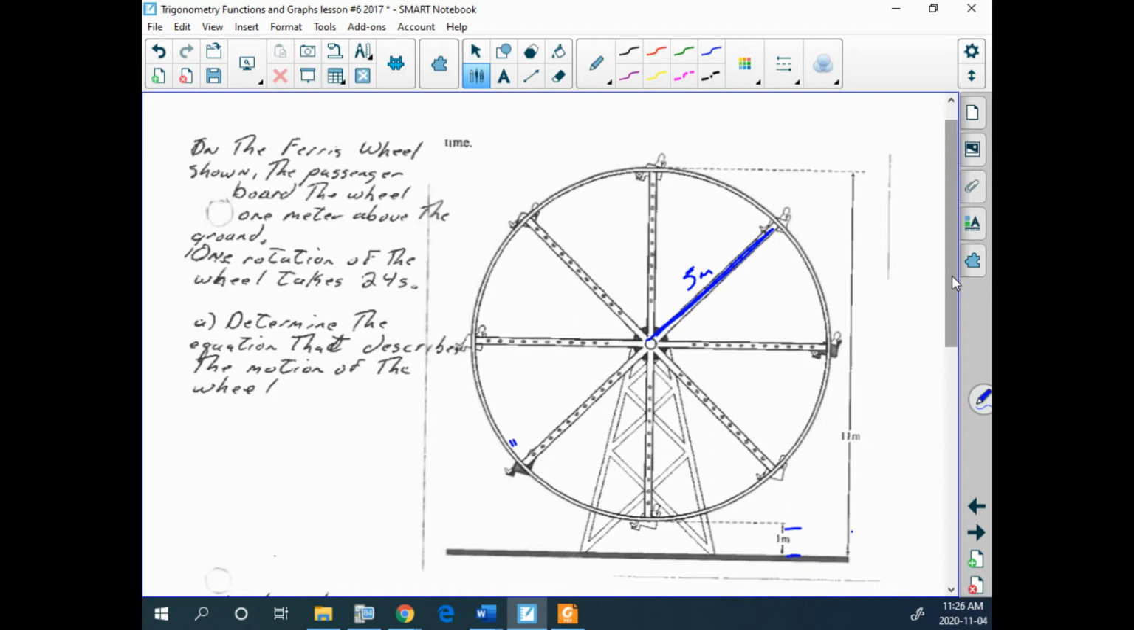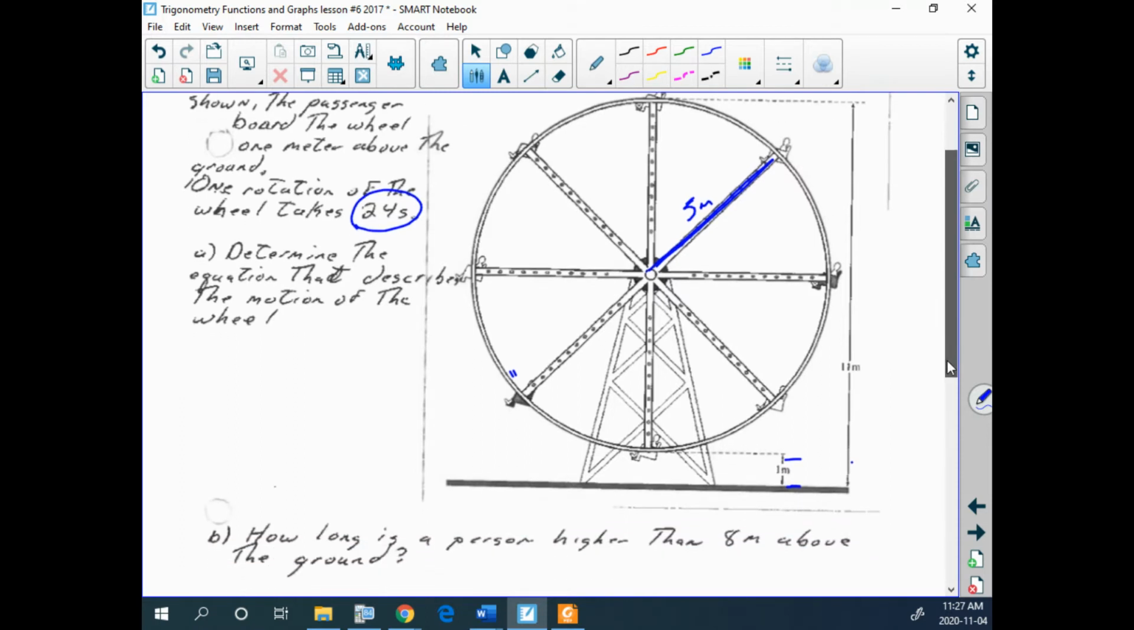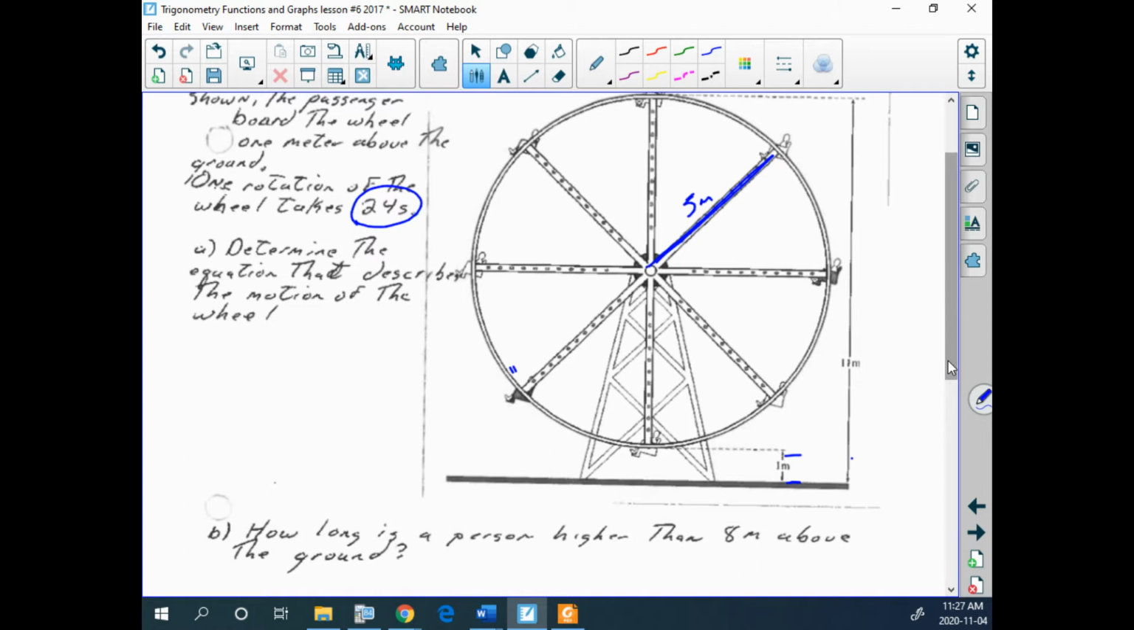Okay. We are told that one rotation takes 24 seconds. So that is the period of that function. So the period is 24 seconds. That's given to us. Now we could say he gets 5 rotations in 1 minute. Well, the period on that one would be 60 divided by 5. 60 seconds divided by 5. Okay? So we have our period.